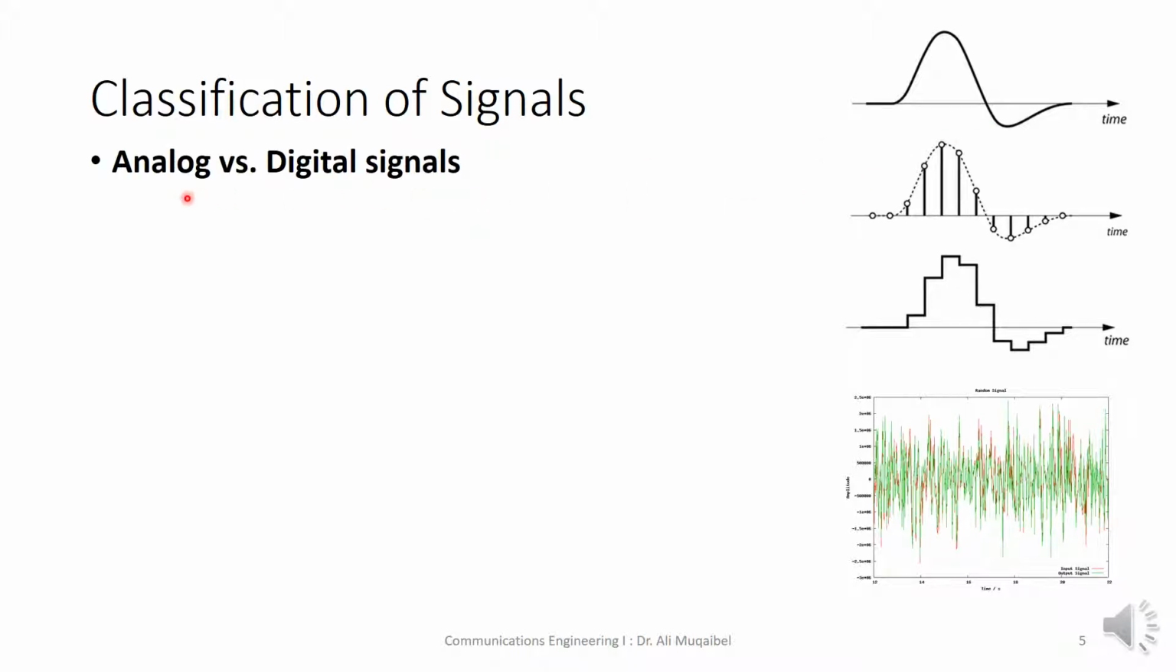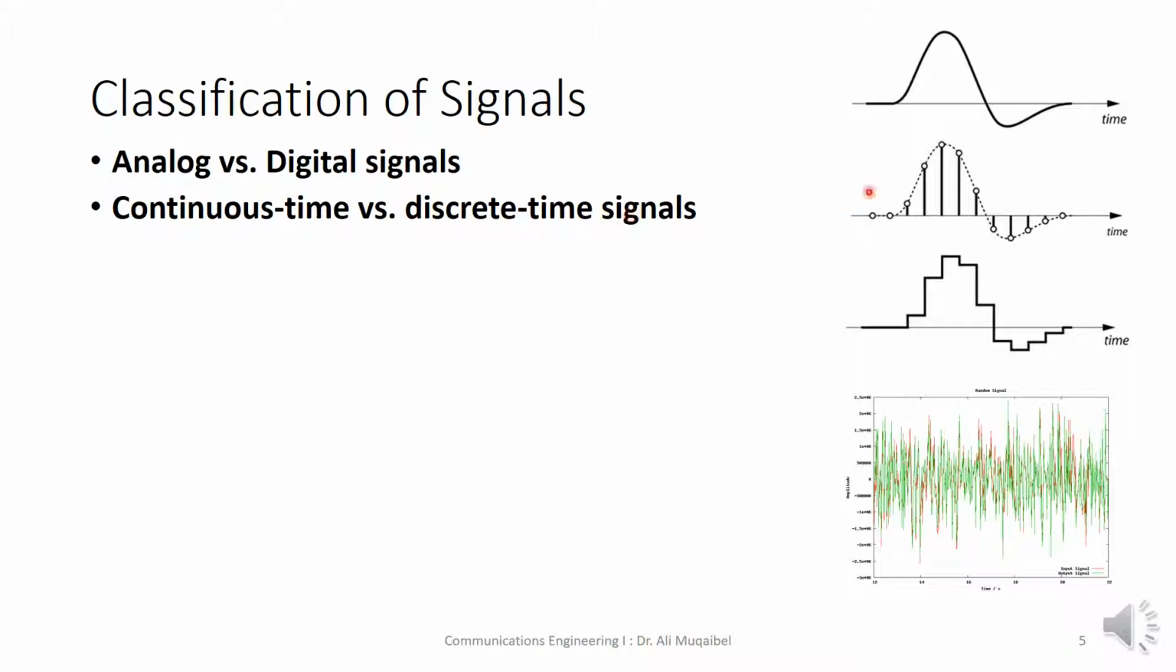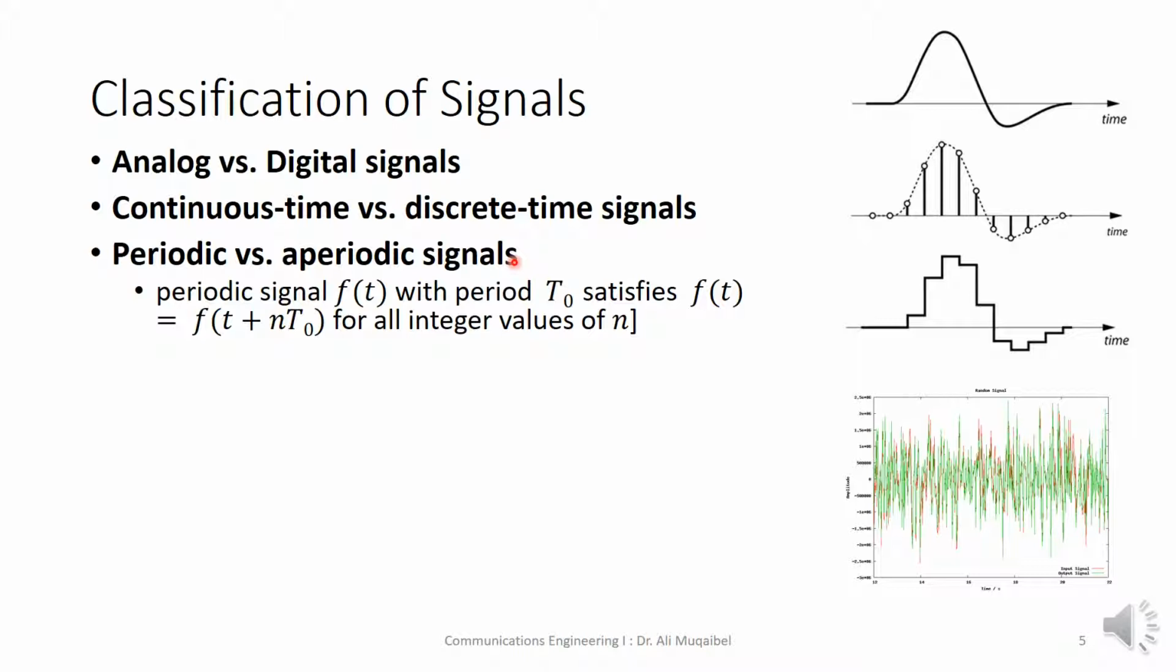Signals can be classified as being analog versus digital. Analog signals take any value on the amplitude. Digital signals take discrete values. That's with respect to the y-axis. Similarly, for the x-axis, the time axis, we can have continuous time versus discrete time signals. We can have periodic signals or non-periodic signals. A periodic signal, f of t, will repeat itself, so it's equal to itself after a certain shift. This shift is the period. So the signal repeats itself at multiples of that period.